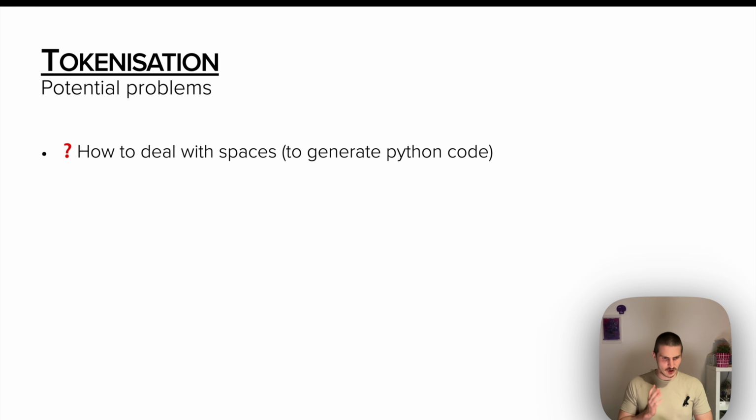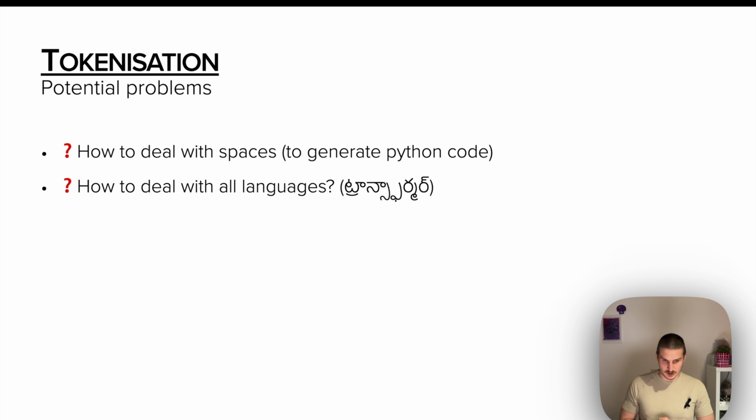There are quite a few problems in tokenization, and different models handle them differently. One of them is how to deal with spaces. Again, if we come back to word-wise tokenization, we just assume that we are going to split everything by punctuation or by space. But if we want to generate Python code, for example, we need to know where spaces are. So we cannot just ignore all the spaces. We need to know that the space is a token as well, basically.